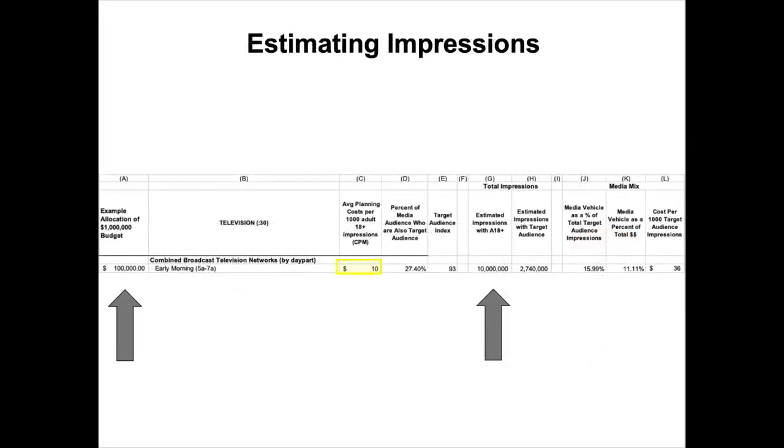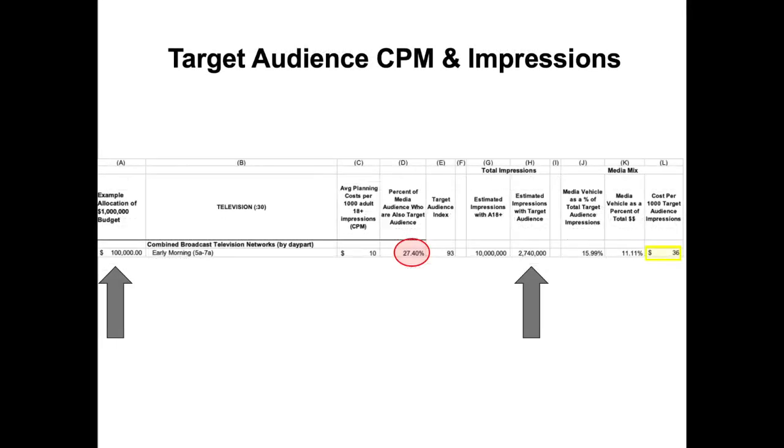Using the first data row from the example media plan worksheet, you have $100,000 allocated for early morning television at $10 CPM. This means for every $10 you spend in early morning TV, 1,000 persons over the age of 18 have the opportunity to see your ad. So, by budgeting $100,000 for late night TV, you will create nearly 10 million adult 18 plus impressions. However, there is more to many target audiences than age.